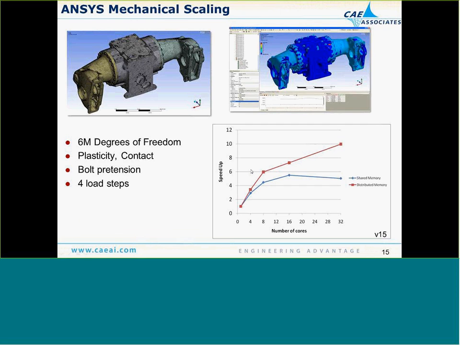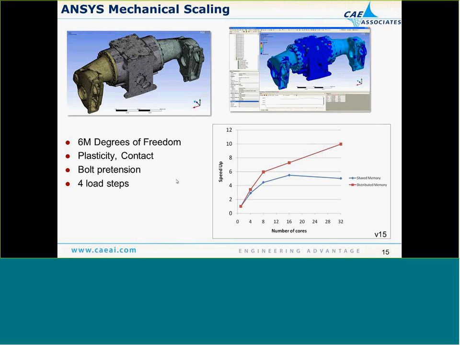So a quick plot showing what I mean by the DMP versus SMP in terms of the turnaround. We ran a simple 6 million degrees of freedom problem that involved plasticity and contact and bolt pretension. We ran it 4 load steps to get an idea of how the shared memory versus distributed memory would perform. And the chart clearly indicates that under 4 cores, the benefit of one over the other is not that advantageous. But when you start to parallelize out beyond 4 cores, the distributed memory becomes much more effective than the shared memory solver, as illustrated by the red line on the chart on the lower right.